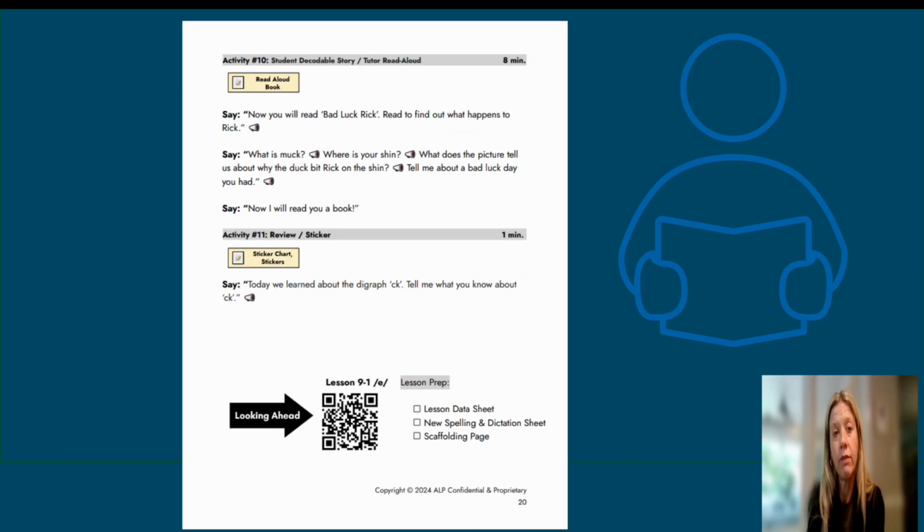And finally, every standard lesson will include a decodable passage for you to read with your kid that will reinforce the concept that was taught. Then there is lesson planning for the next lesson after you have collected your data and determined whether you're going to repeat that concept or you're going to move on.